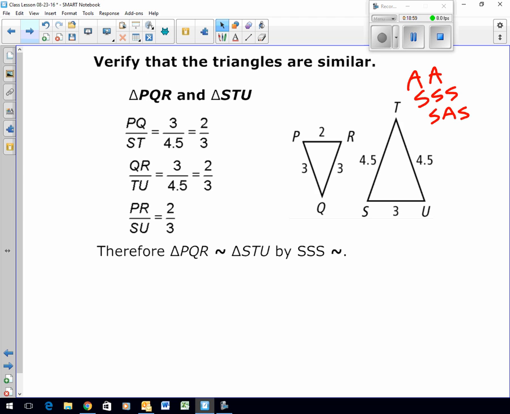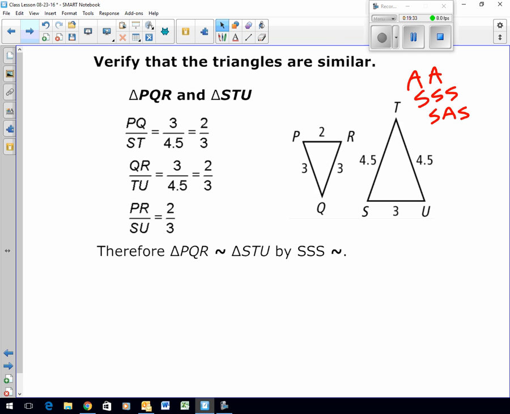No speaking Spanish. Guys, the 3 sides, do they have the same similarity ratio? I know what we're going to figure out now. Yes, they have the same similarity ratio. Similarity ratio is 2/3. They all have a ratio of 2/3.